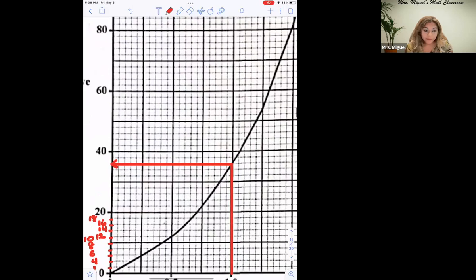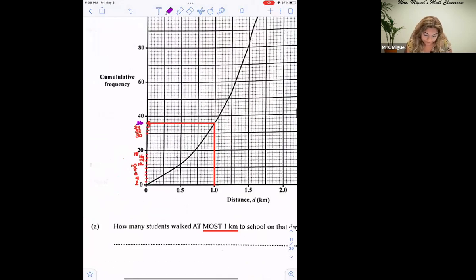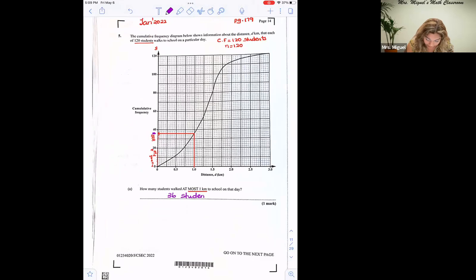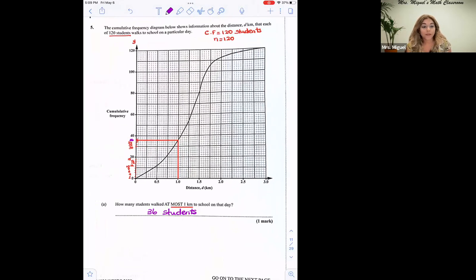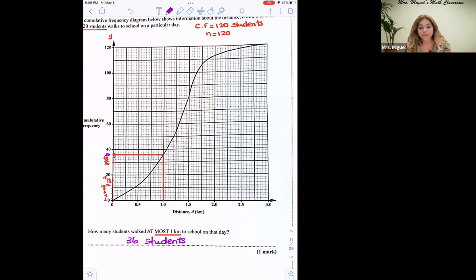So if I blow up my screen here, this is 30, this is 32, this is 34, and the value of the arrow is 36. Did you all get it? Yes, Miss. So 36 students. So here you would have scored 1 mark, and that wasn't hard. All you needed to do in this question was to read off the value from the graph. All right, so let us continue. 36 students walked at most 1 kilometer.